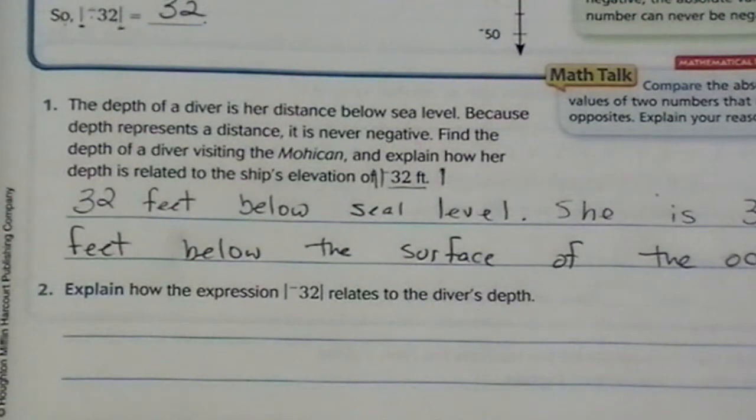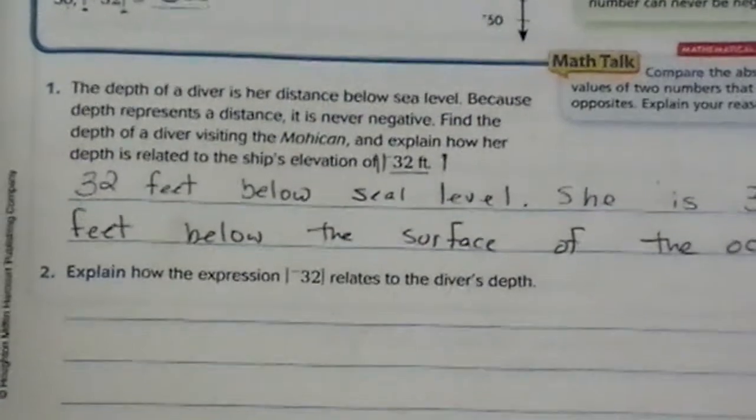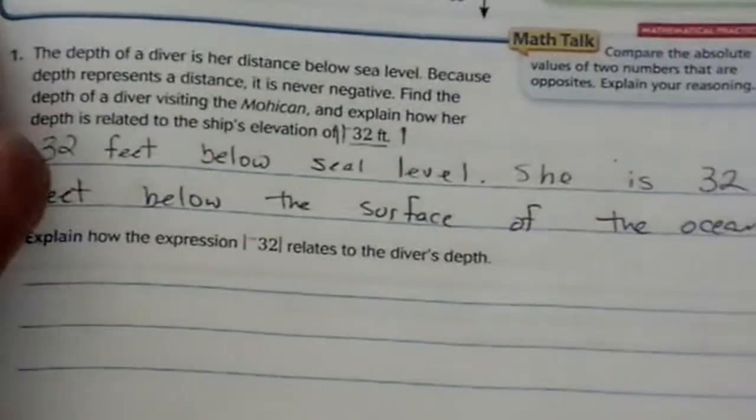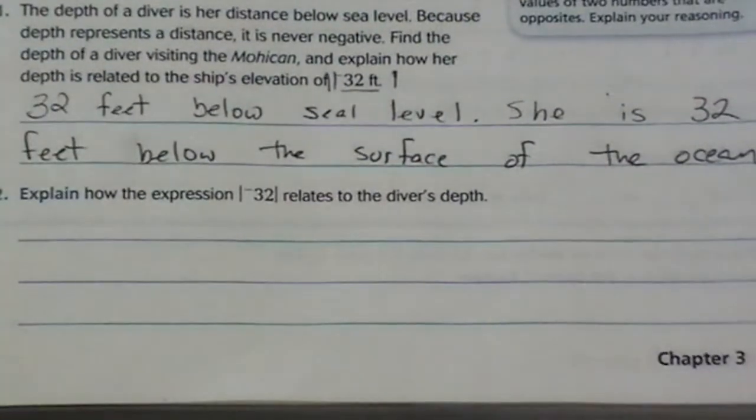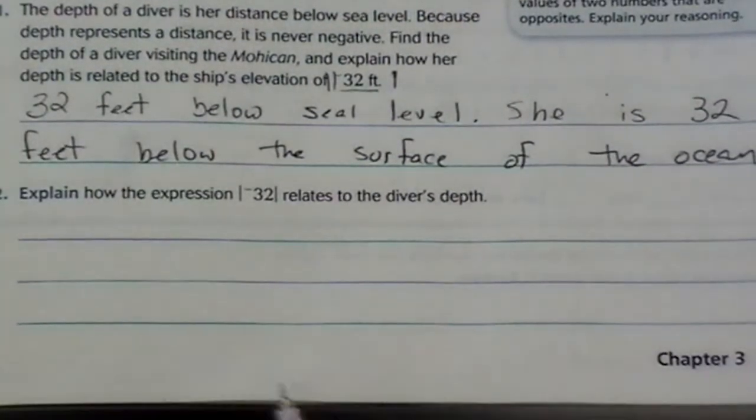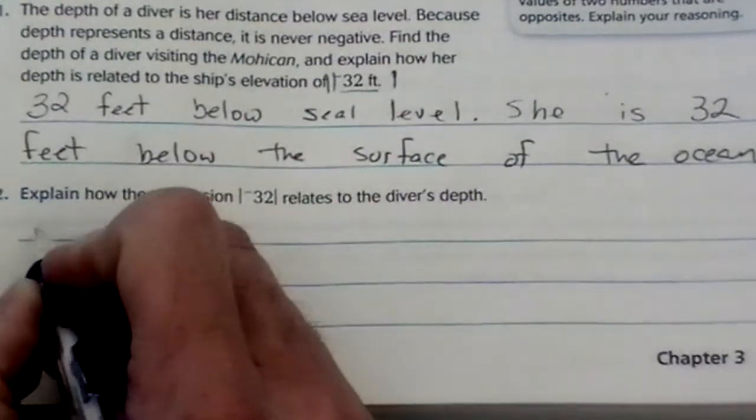The next step says to explain how the expression, the absolute value of negative 32, relates to the diver's depth. Well, we really just did. We're just going to say it a different way. It relates to the diver's depth, right?